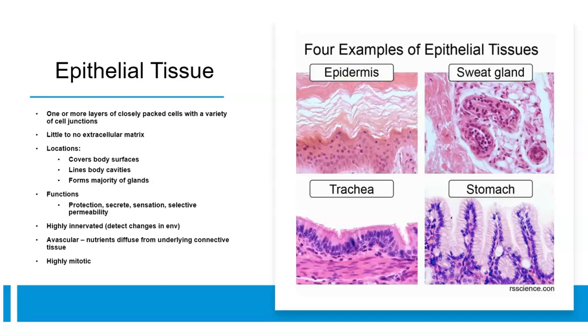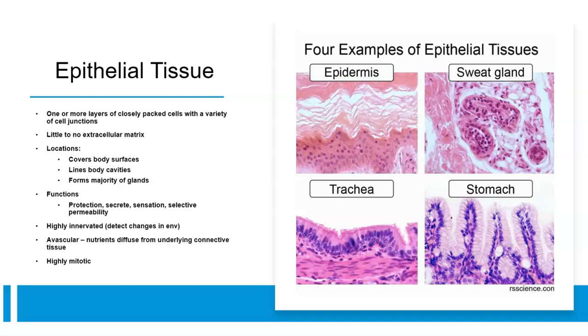So that happens because epithelial tissues are highly innervated. They're very, very rich in nerves. But as far as vascularity, they're avascular. That means without vascular. So vascular refers to blood vessels. So epithelial tissues don't have blood vessels.